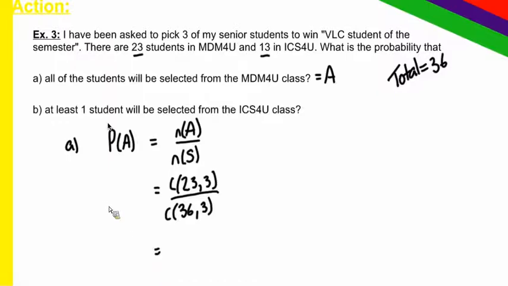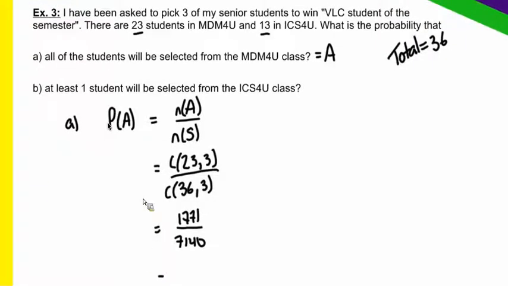So 23 choose 3, we can calculate that to be 1,771, and 36 choose 3 is obviously going to be larger, 7,140. So for part A, this boils down to about a 25% chance or likelihood that all students will be from the data management class.